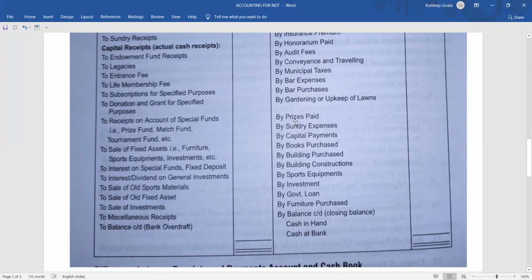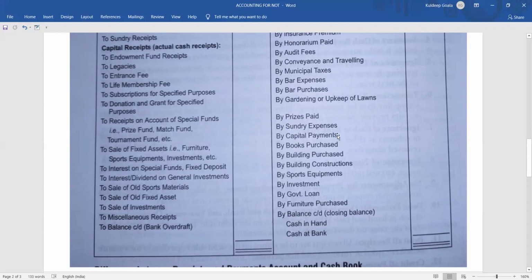If you are receiving the prize fund, it will be on the debit side. If you are paying, it will be on the credit side. Whether one is there or the other is not there doesn't matter. If only prizes paid is there, then also it will come. If prize fund is there, then also it will come. If both are there, then both will come in this way. Payment on the credit side, receipt on the debit side.